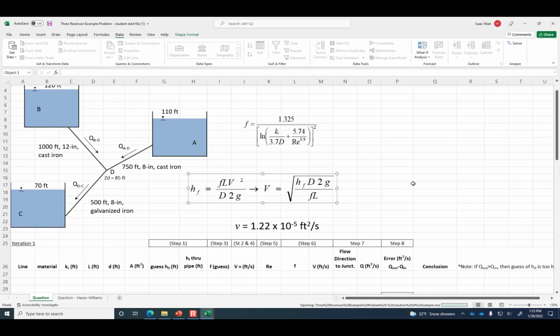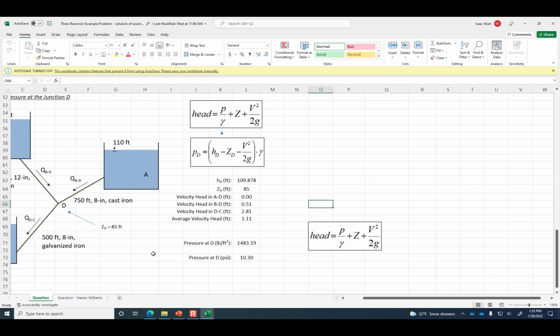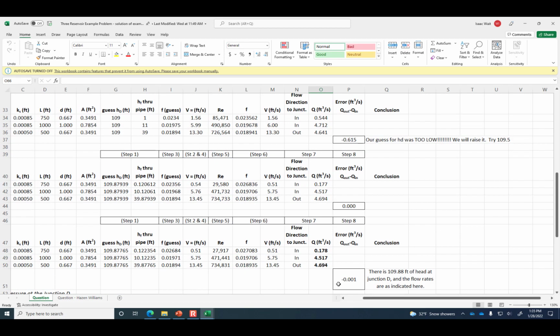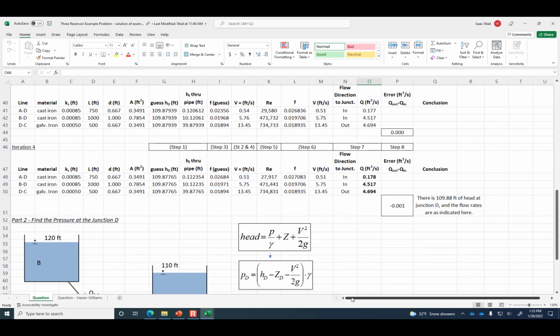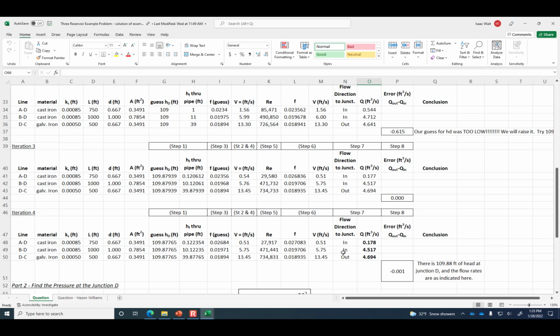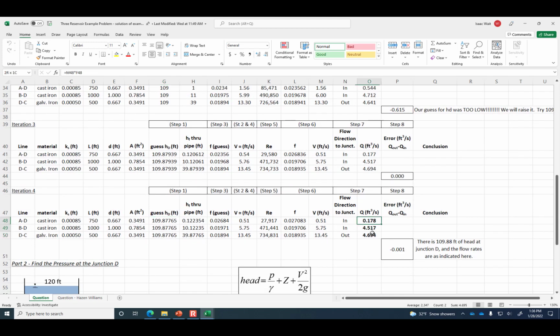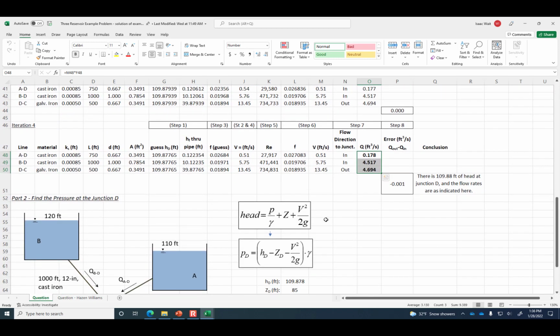In the example on Wednesday, where we left was we had calculated the flow rates when we were doing the Darcy-Weisbach, but we hadn't yet calculated the pressure. And since that is something that you need to do on the homework assignment, let's skip back to the Darcy-Weisbach example, which is the one that we worked from Wednesday, where we found the head values and the flow rates. And so part 2 of that example was finding the pressure at junction D. So does everybody have that part 2 from Wednesday's example?